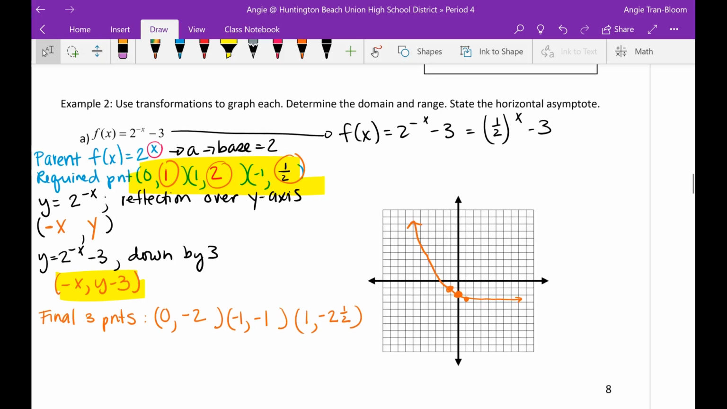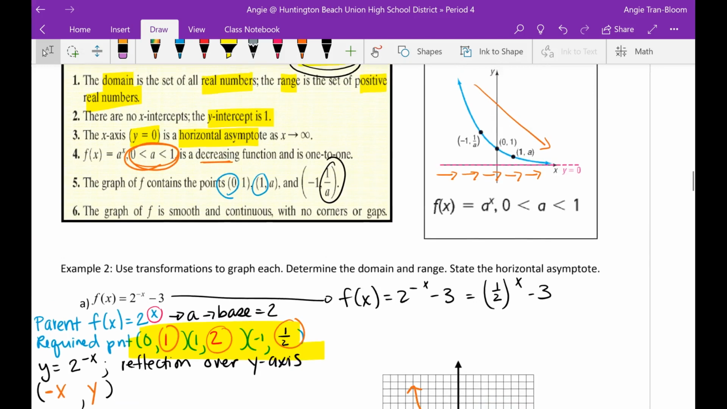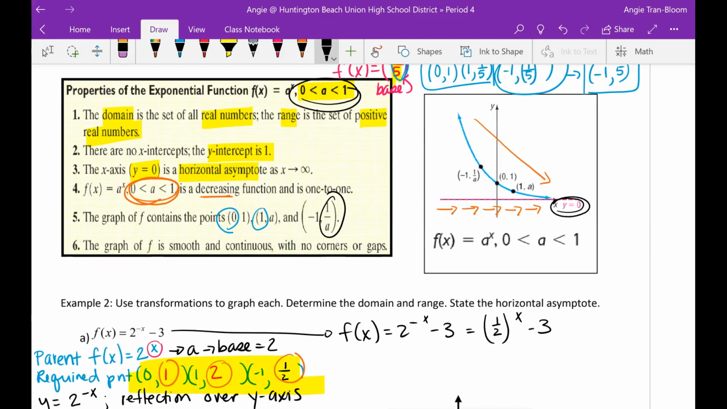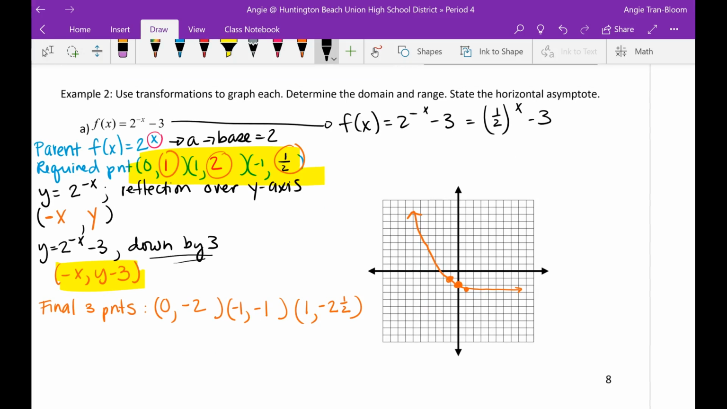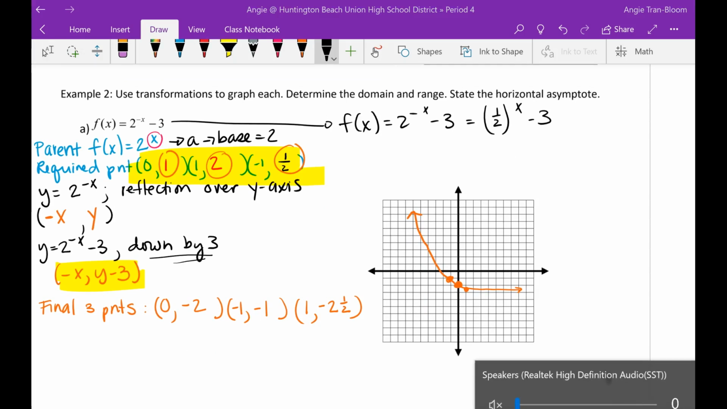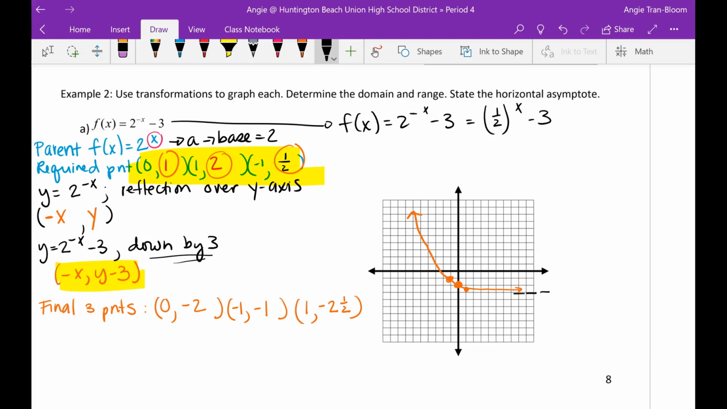I need to identify my asymptotes, okay? It used to be at 0, okay? So the asymptote used to be at y goes to 0, but because we shift it down by 3, the asymptote is now at y equals 3. And yes, you have to graph that there.